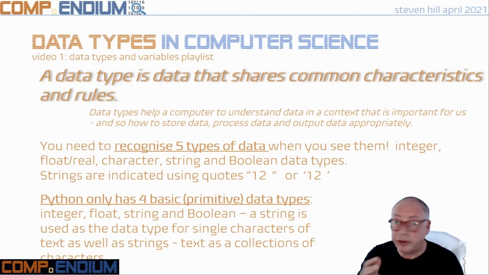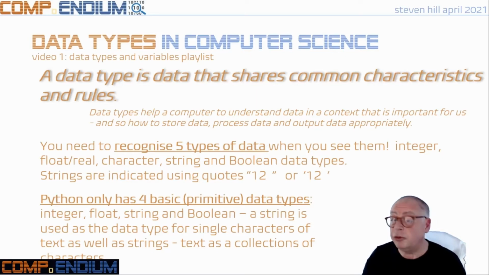Okay, we said as well during the video that you need to be aware that for your course and for your exams, there are 5 data types that you need to be able to recognize and work with. Okay, so we have the integer, the float or real data type, the char or character data type, the string data type, and the Boolean with the capital B as well, that represents true or false.